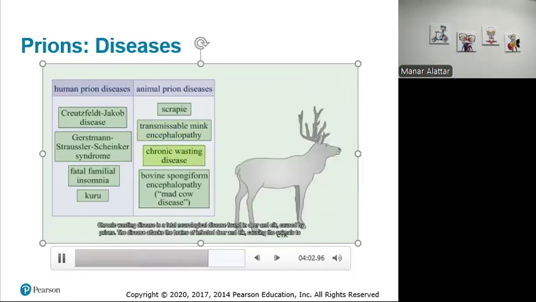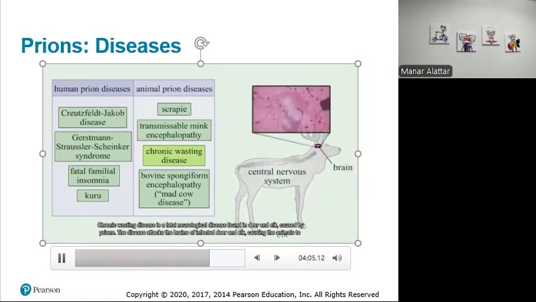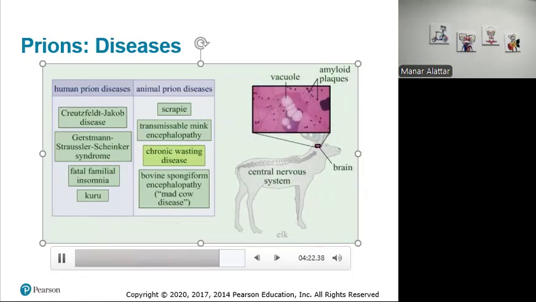Chronic wasting disease is a fatal neurological disease found in deer and elk, caused by prions. The disease attacks the brains of infected deer and elk, causing the animals to become emaciated, display abnormal behavior, lose bodily functions, and die. This disease has been found in both wild and captive deer and elk.